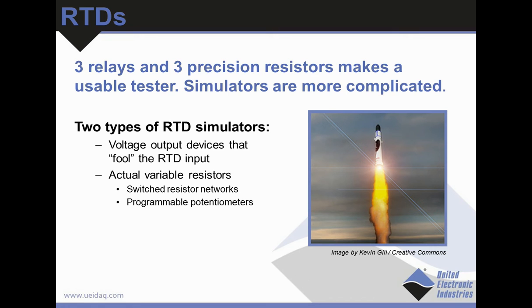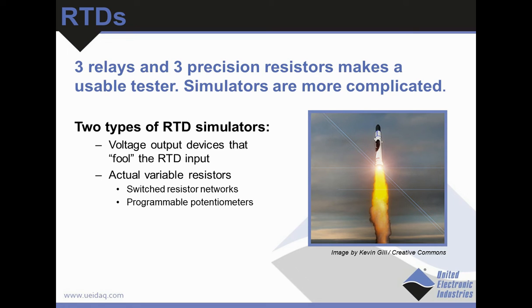Now the first thing we're talking about here is if you want to just build a test system, you can do it with three relays and 3 precision resistors. It makes a usable test. You can test at 3 different temperatures, and it typically works fine.